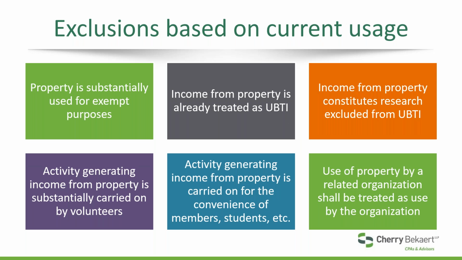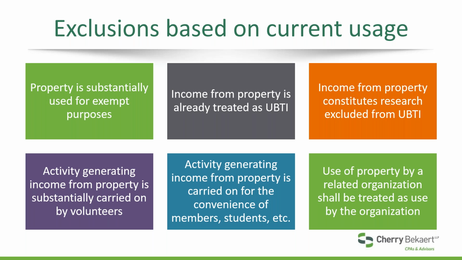So next, let's talk about some exclusions that are based on the current usage of the property that might have debt on it. The first exclusion is when the property is substantially used for exempt purposes, then any incidental usage that generates income that might be taxed as UBTI under this provision is excluded. So we'll talk a little bit more in a minute about what it means to be substantially used for exempt purposes. It might be common sense, but if the income is already treated as unrelated business taxable income under another provision, then there won't be a duplication of that under this provision if there's also debt connected to the property.